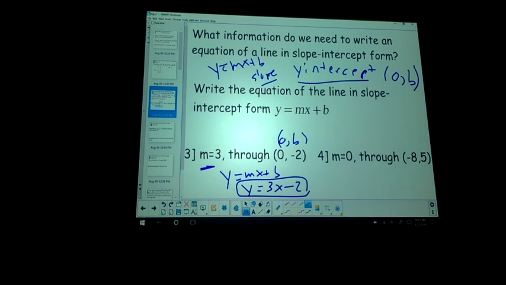What's special about number 4, though? Yeah, I got negative 8, 5, so I don't really have a... You have to solve it. But what do you notice about the slope? 0. So then it's just 5. Slope is 0. Horizontal line. So this is a horizontal line.